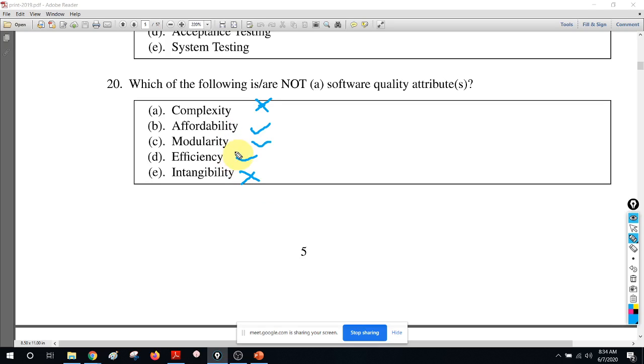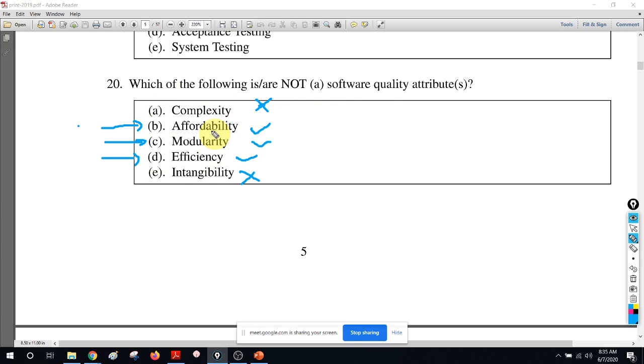But the thing is, affordability is an indirect thing, modularity is also an indirect thing. Something that the user really sees is the efficiency. From the end user's perspective it is efficiency, but from the developer's perspective, modularity is also there, right? The customer will look at affordability also, but I don't know whether they will take it as a real quality attribute. But anyway, I will take the answer as not quality attributes as A and E. Anyway, let's see the answer.